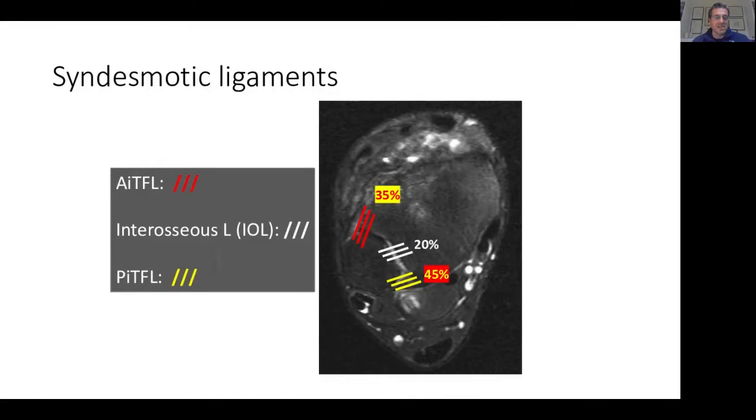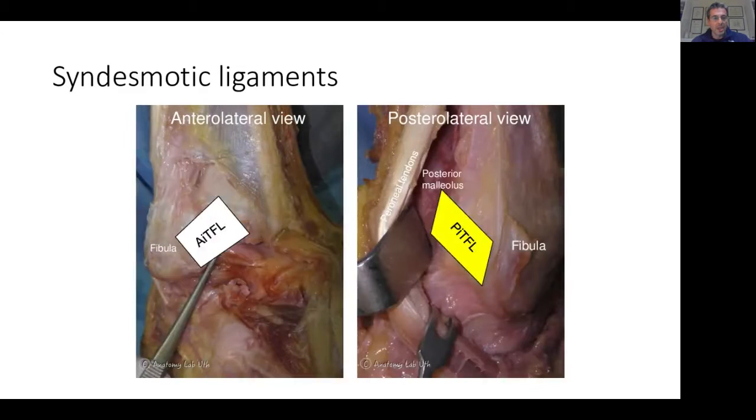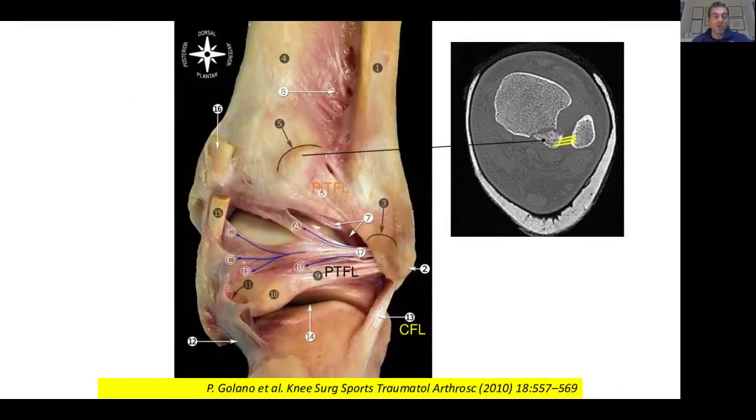And these are the syndesmotic ligaments, three portions, anterior, posterior, and the interosseous, and we see to what extent they provide stability. So the posterior PITFL, posterior inferior tibiofibular ligament, appears to be the strongest. And these are some anatomical specimens. The AITFL is what we see also on anterior ankle arthroscopy, while the PITFL is more difficult to assess, only if you do posterior approaches to the ankle, as also shown here by the images of Pogolano.